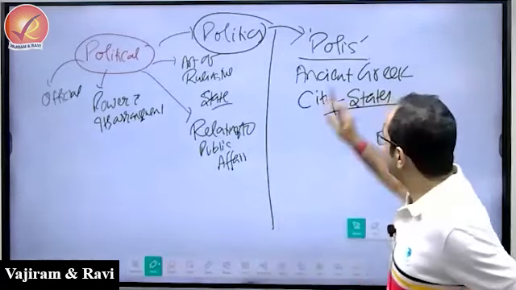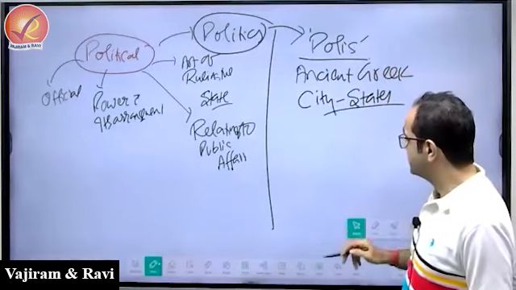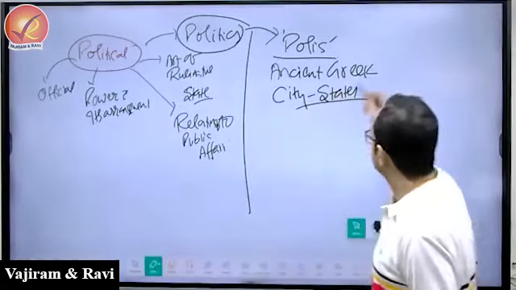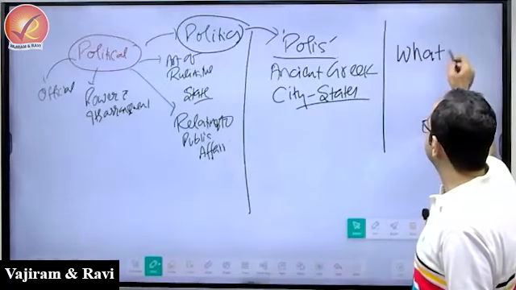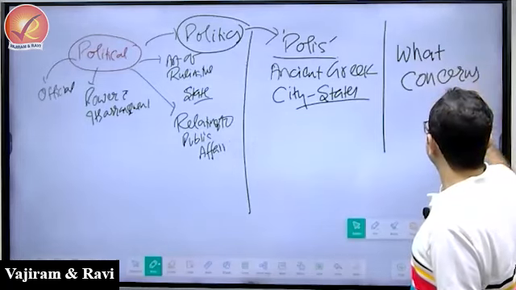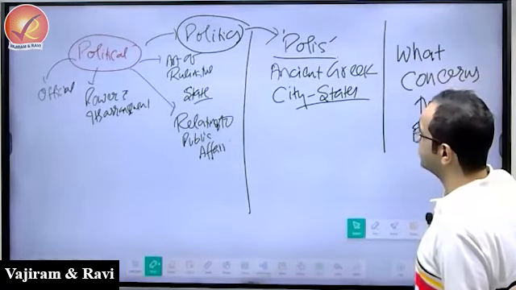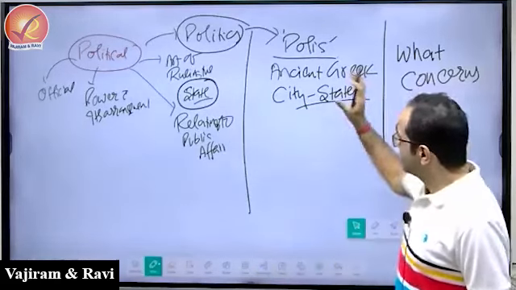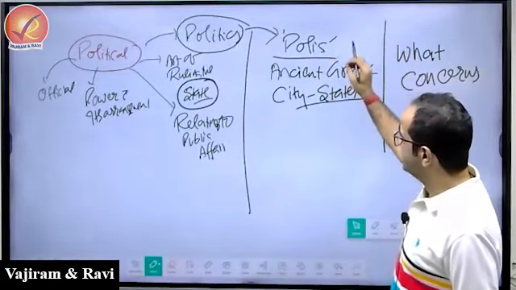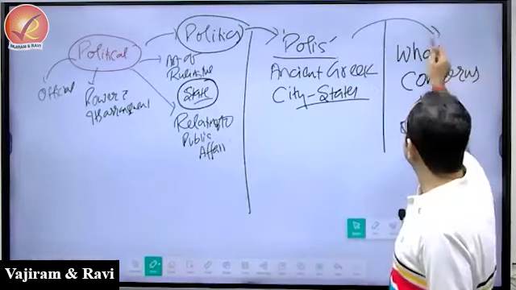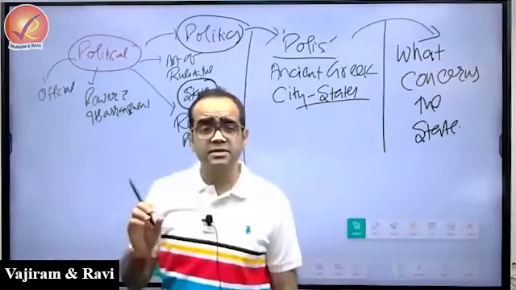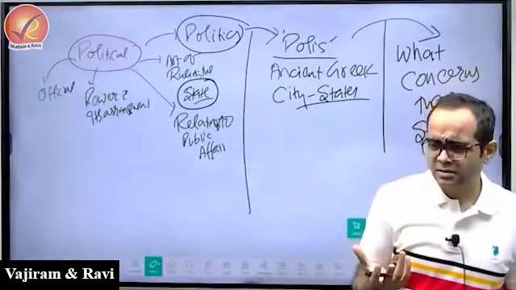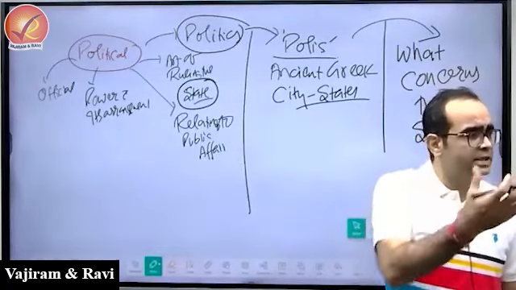So politics is derived from the word polis, which meant ancient Greek city-state. And since the ancient period, politics came to be associated with what concerns the state. In fact, some of you also pointed out that it is the art of ruling the state. Now, the question arises: what is the state? If I'm saying what concerns the state, what is the state first of all?